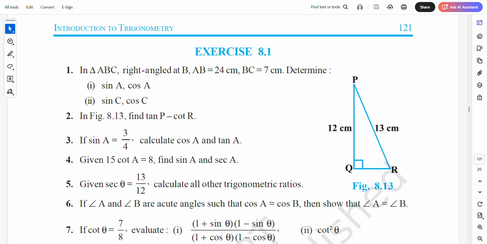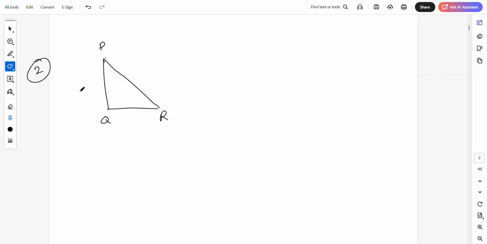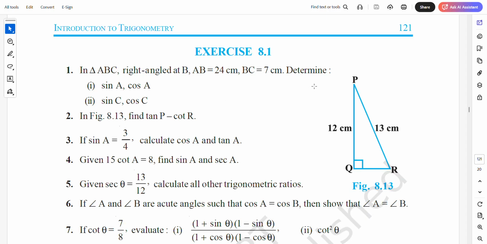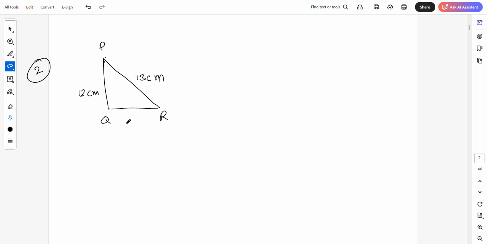What is the value of PQ? PQ is 12 centimeter and PR is 13 centimeter. QR we are supposed to calculate, with the right angle at Q.